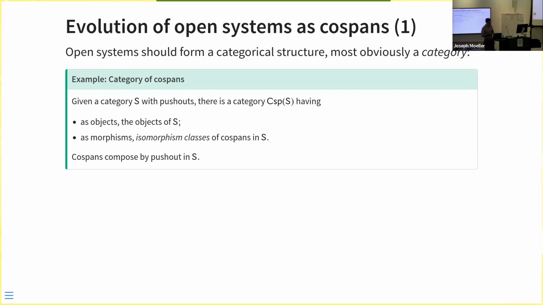So the most naive thing to do is to say, well, I'm going to make my cospans be the morphisms of a category. So if I start with any category S that has pushouts, I can make a new category of cospans in S where the objects are the objects of S, and the morphisms are cospans in S up to isomorphism of cospans. And the way cospans compose is by pushout in S. So you've probably seen this before.